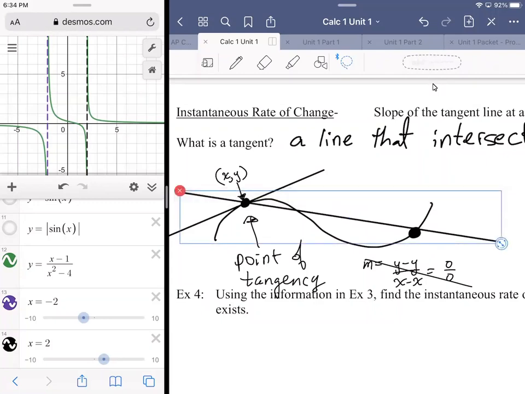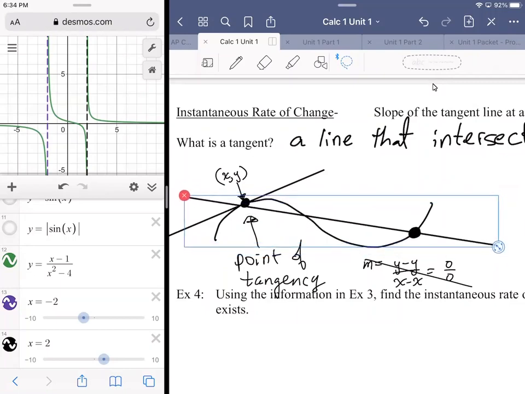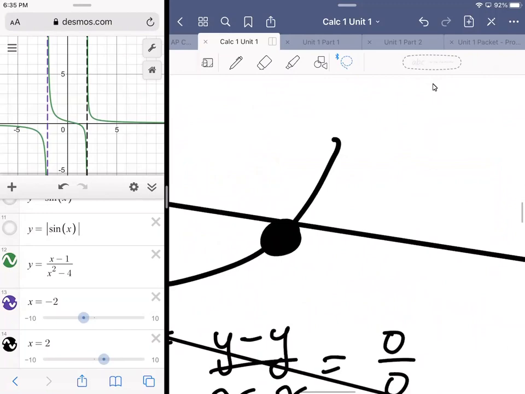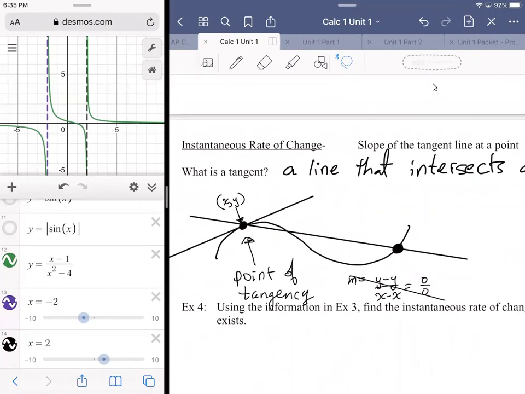I just gotta fix it a little bit. Alternatively, just move the point. So we could do this. I mean, that would give us an estimate. It would be a poor estimate. Okay, so this would be a secant.